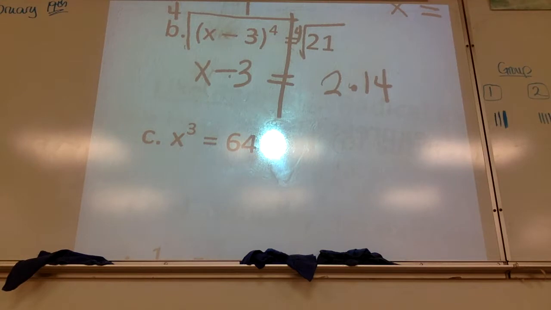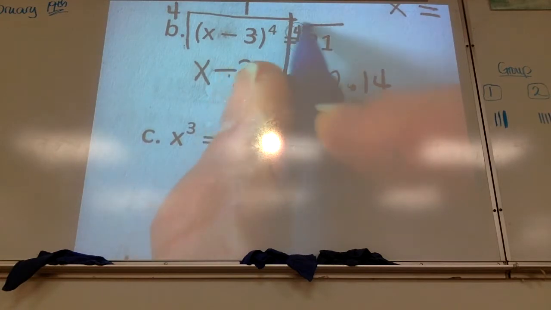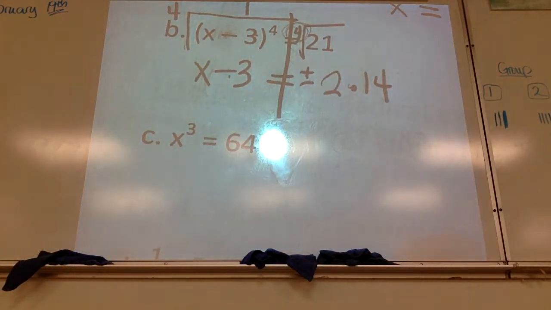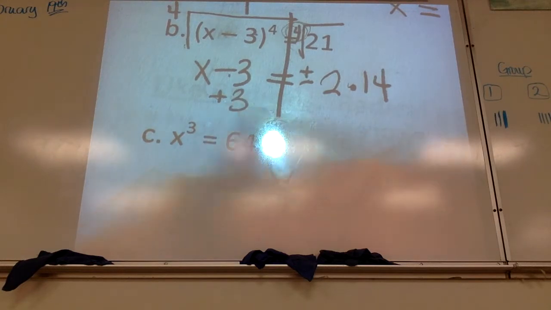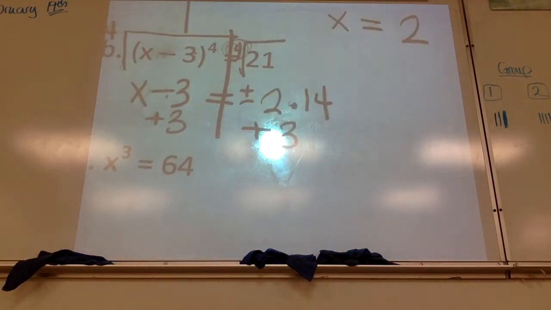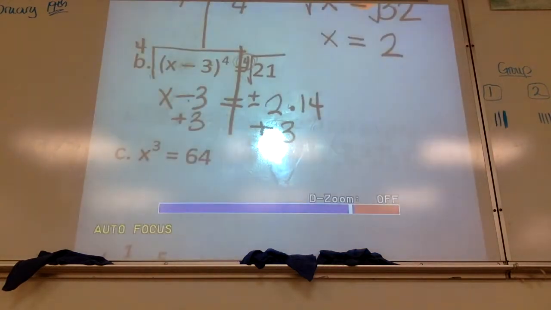plus minus or just one answer? So this is a degree, or this is a 4th root, so it's even, right? So plus minus needs to be there. So I'm going to add 3 to both sides now. And this is where you get your 2 solutions.